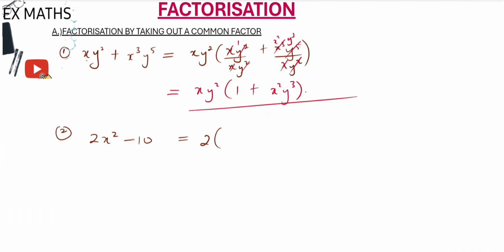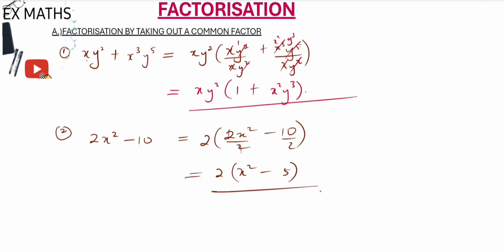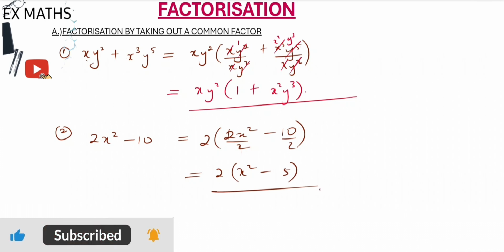Then we divide the whole expression by our common factor, which is 2. x squared over 2 gives us x squared, wait: 2x squared divided by 2 is x squared, and 2 and 2 cancel. Then minus 10 divided by 2, which is 5. So this is our answer. This is how we do factorization by taking out a common factor.